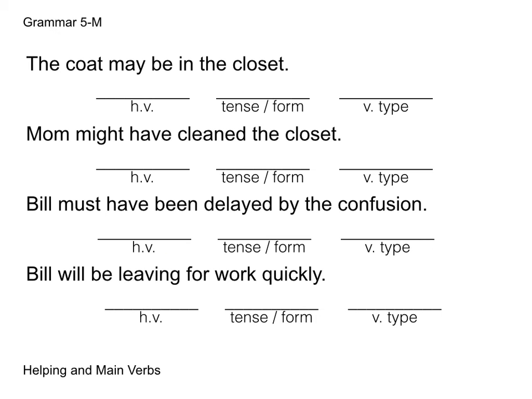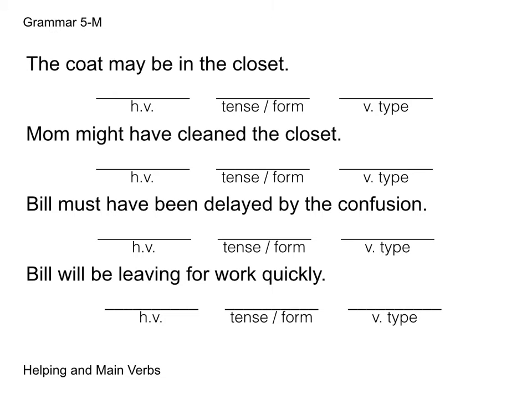So let's put it all together and look at some example sentences. The coat may be in the closet is our first sentence. And what we're going to do, this is going to be very similar to what you'll do in the booklet, is we're going to identify our subject and our verb phrase and anything in the predicate that can give us more information as to what's going on with the verb. So that means you'll find PNs, PAs, IOs, and DOs. But you don't need to do anything with the prepositional phrases.